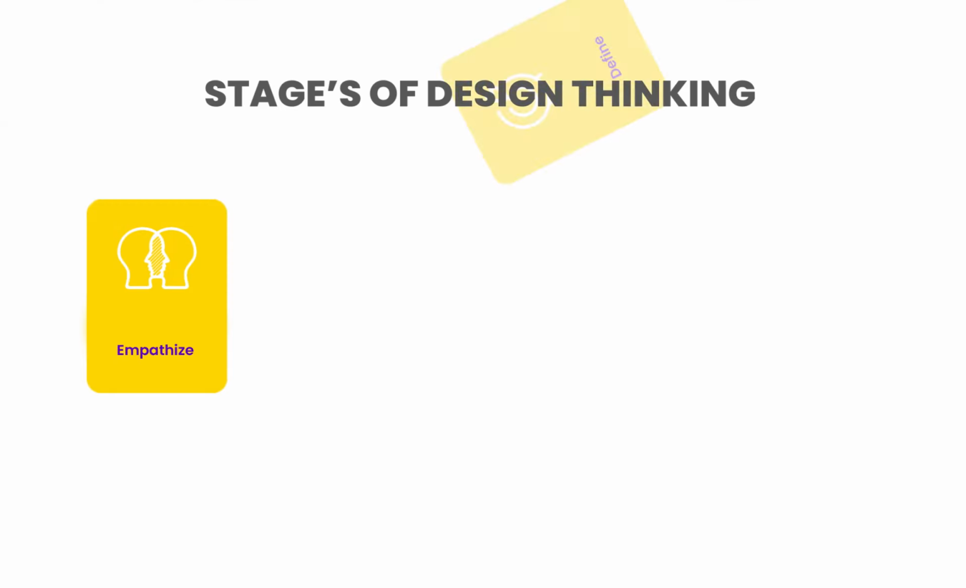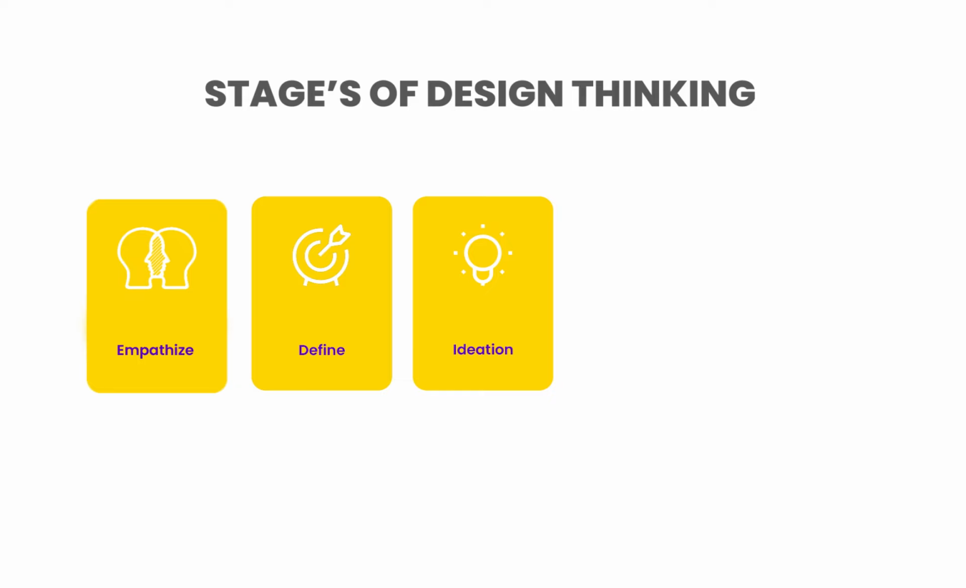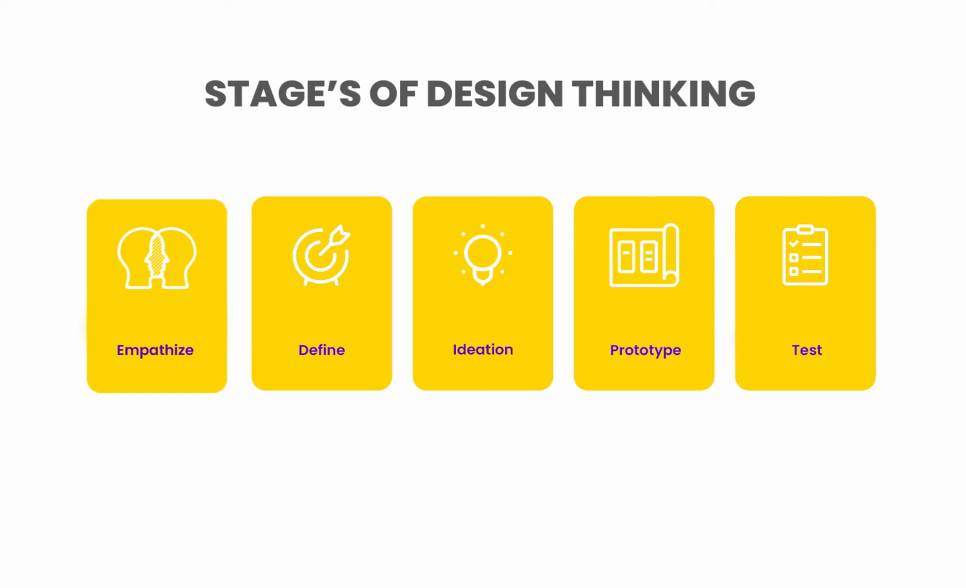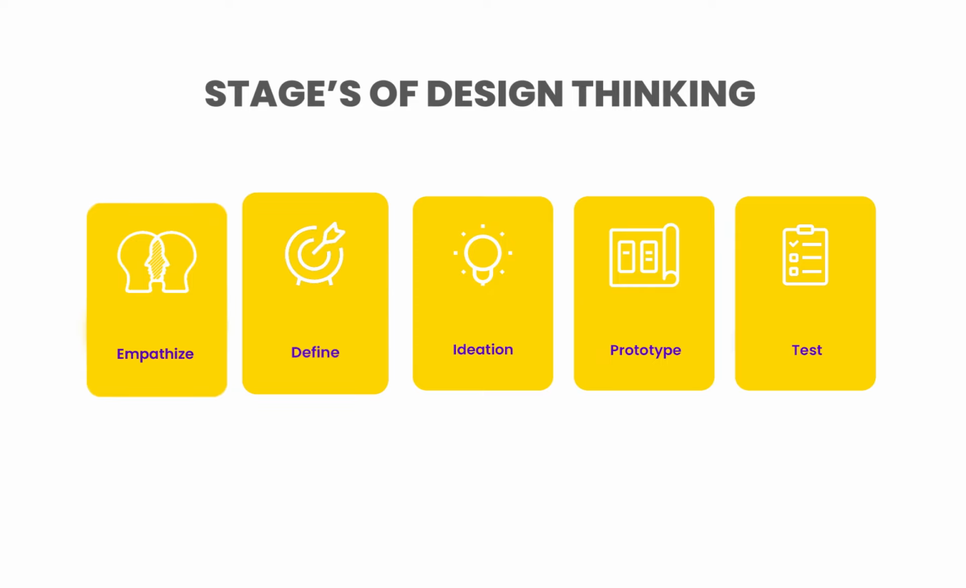What are the 5 stages or the 5-step process? First, I will list all the stages or steps, then I will explain each one. First stage is empathize. Second stage is define. Third stage is ideation. Fourth stage is prototype. And fifth stage is testing. So these are the commonly used 5 stages in design thinking.